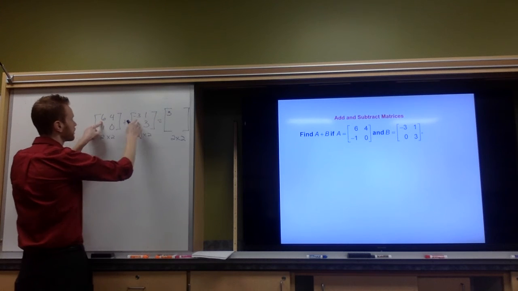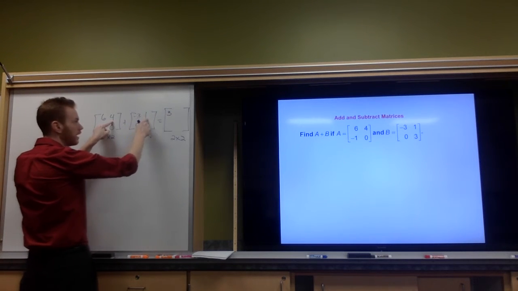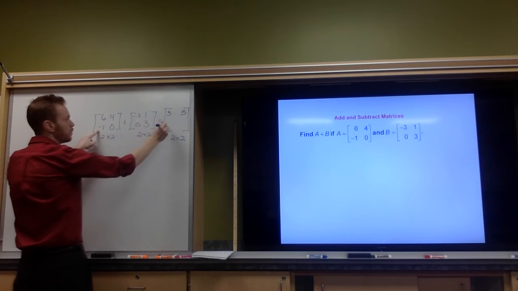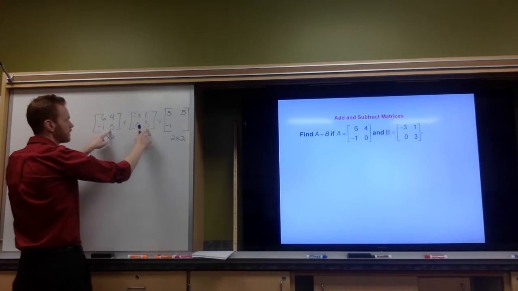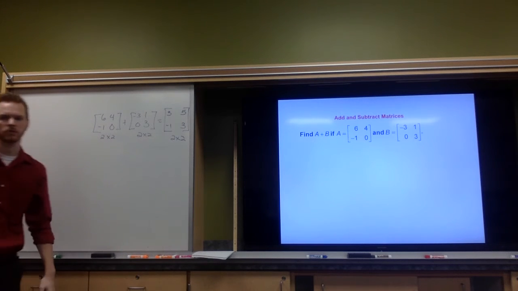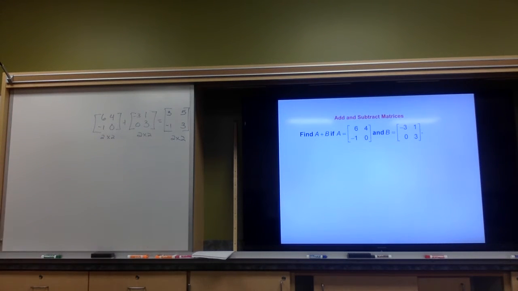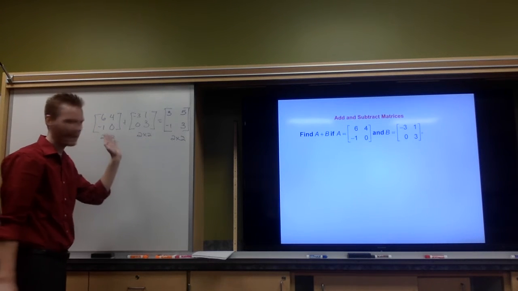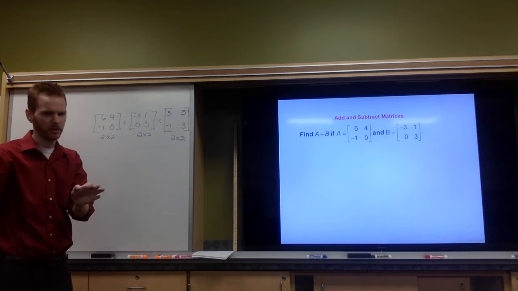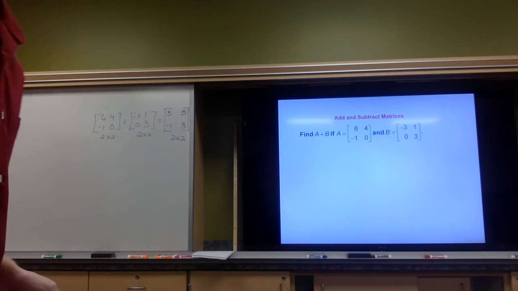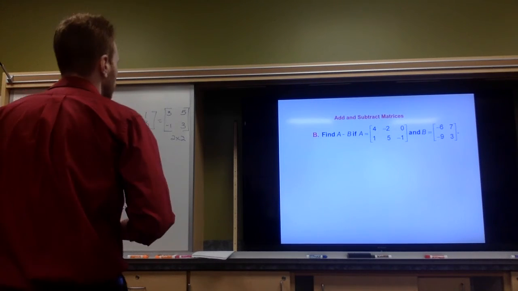So I get 3. 4 and 1 are in the same position. They get 5 when I add them. -1 and 0 will give me -1. 0 plus 3 gives me 3. So here's my new matrix. That'll be my answer for that guy. Okay. Now, if you're completely foreign to this, you might guess how to add these based on their locations. But I'm just hoping that first example kind of helps it along here.